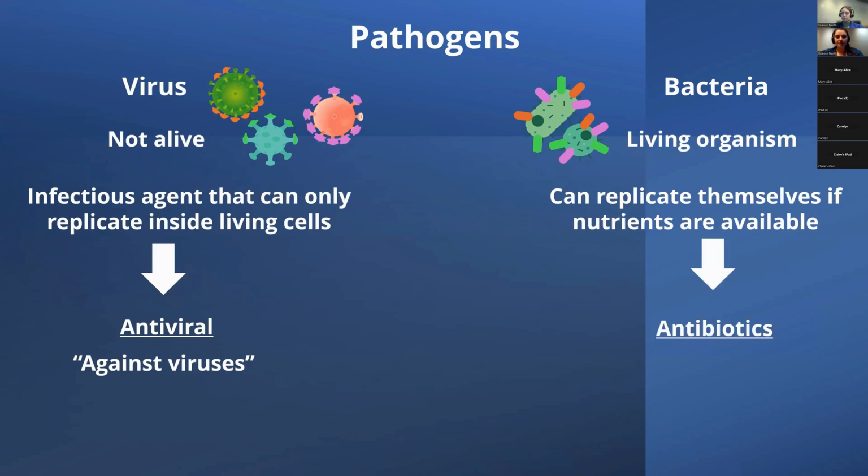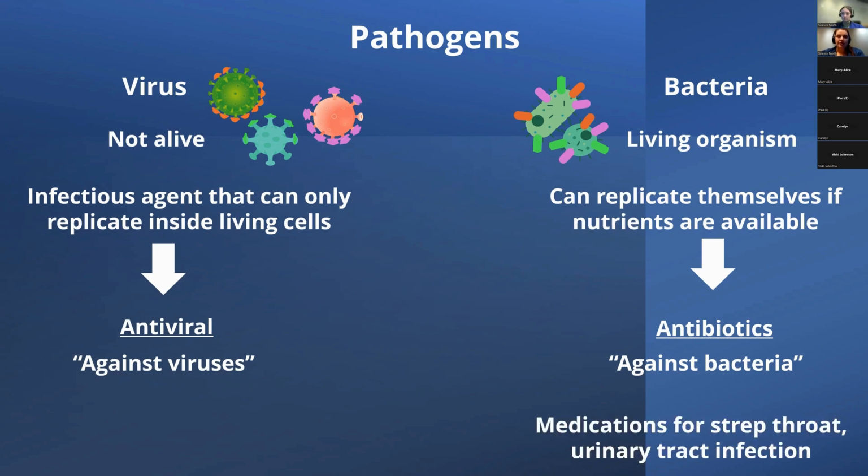And so antibiotics are against bacteria, and those can be used against bacteria. They won't be effective against viruses either, and antivirals won't be effective against bacteria. There's also antifungals and things like that. So different types of medication for strep throat, urinary tract infections, and a few different things like that. You've probably heard of antibiotics before. You may not have heard of antivirals.